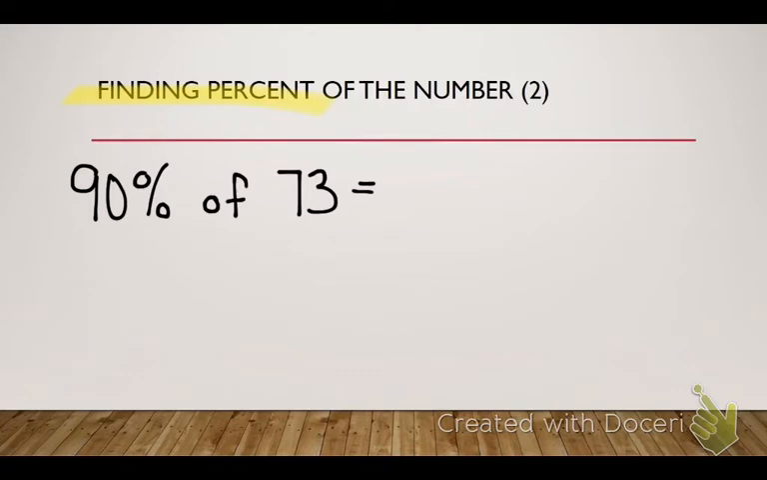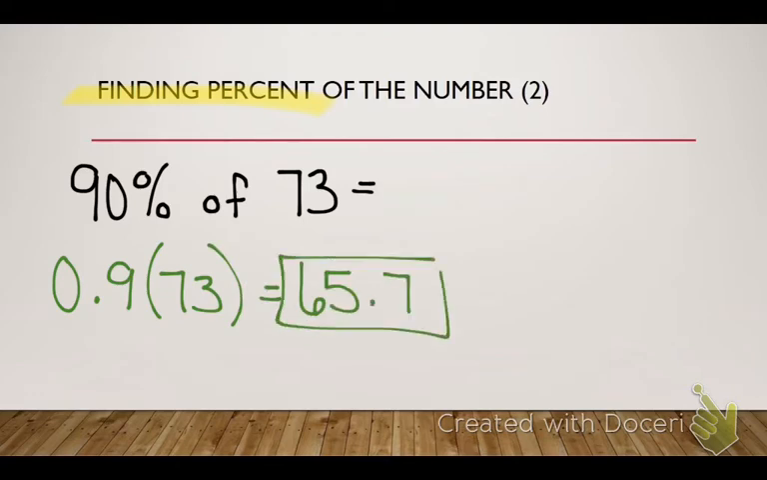So what do we have to do to a percent before we can multiply it? Change it to a decimal. 0.9 times 73, 65.7. Is this an answer that you round? No. No, it is not. Why? It's not repeating, and it terminates.